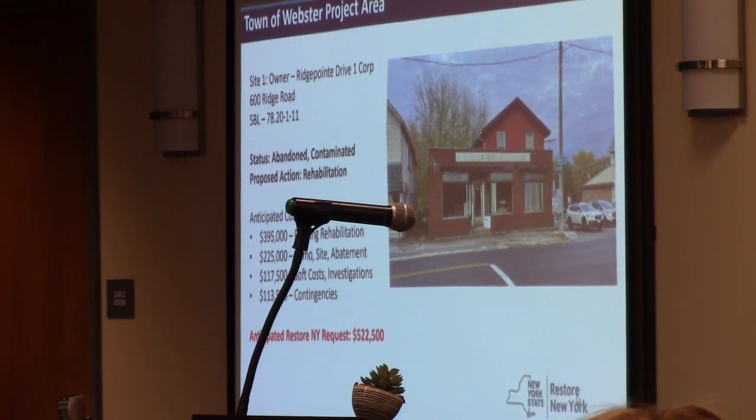So there are demolition site costs, there's some asbestos and lead abatement that would need to be conducted, there's soft costs, everything. These costs include everything from architects to attorneys to contingencies, investigations, fees, permits, basically soup to nuts, what it would cost for a private entity to undertake this sort of project. The anticipated Restore New York request for that is about $522,000.